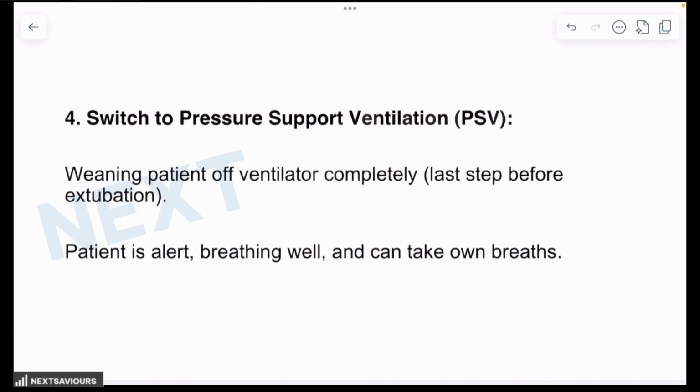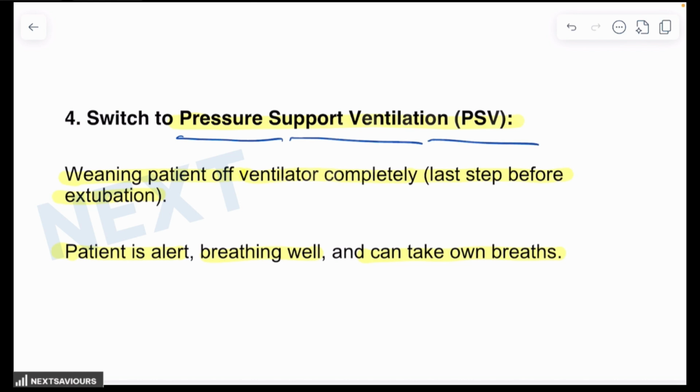Next is when to switch to the pressure support ventilation. That weaning we have already talked about. It is weaning the patient off the ventilator completely. It is the last step before the extubation. When the patient is alert, breathing well and taking his own breaths, then in those cases this switching to the pressure support ventilation is required.